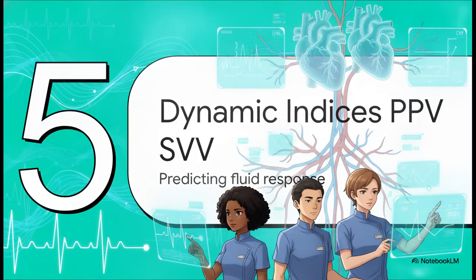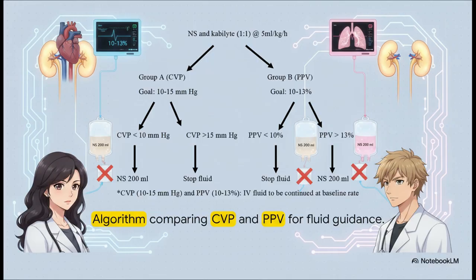Moving on to Section 5, Dynamic Indices, specifically PPV and SVV, and how they predict fluid response. Since the broader concept of goal-directed therapy yields mixed results on DGF, let us drill down into the specific dynamic indices that actually drive it: pulse pressure variation, or PPV, and stroke volume variation, or SVV. How do these tools perform when compared head-to-head against traditional CVP?